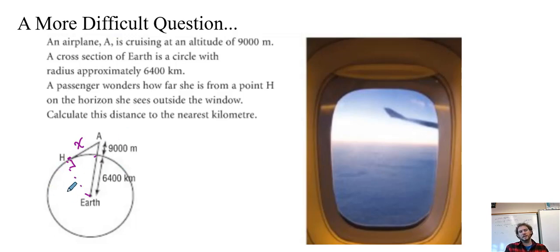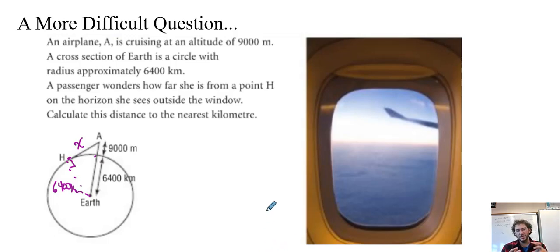Now, there's still some missing information that we have to infer from the question. To infer something is to not be told it specifically, but to take the information we're given and assume or guess or know from that information what it's supposed to be. So if I know that the distance from the center of the Earth to the ground is 6,400 kilometers, that distance is true anywhere around this circle. So this distance right here is also 6,400 kilometers.